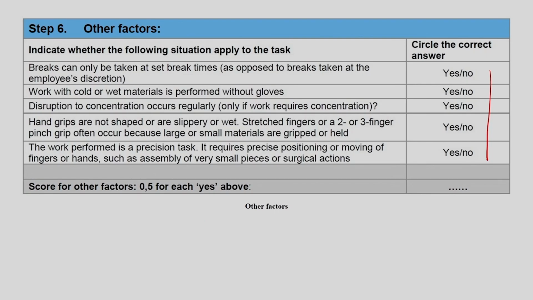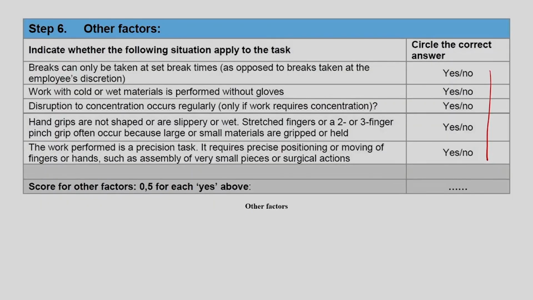Stretched fingers or a 2 or 3 finger pinch grip often occur because large or small materials are gripped or held. So you can understand, if there is something very small, you are holding it like this. You are using these fingers to hold it, you are taking a lot of strength. If that strength is required for longer hours, you can see these muscle groups are somewhere involved, okay. So you are trying to understand what other external factors are present.